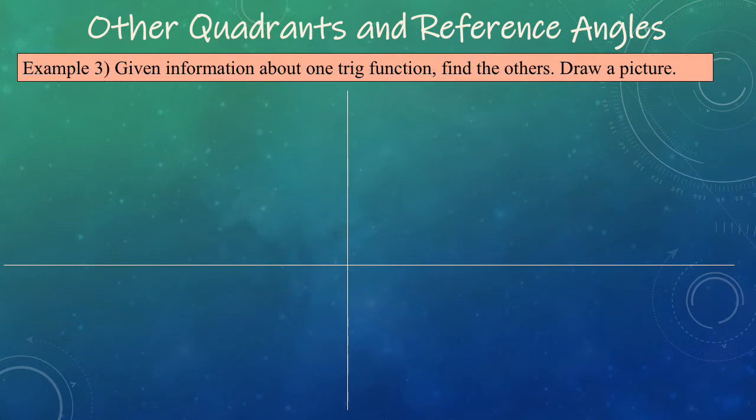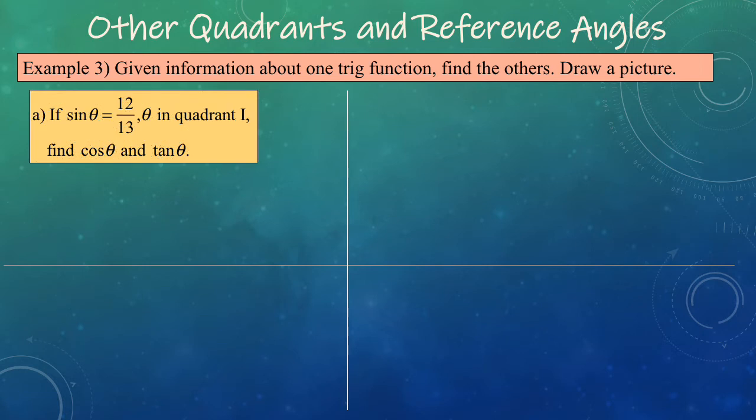In example 3, we are given information about one trig function, and we would like to find the others. It is suggested that we draw a picture to describe the situation. In A, we are told that sine theta is equal to 12 over 13, and theta is in quadrant 1. We would like to find cosine theta and tangent theta.